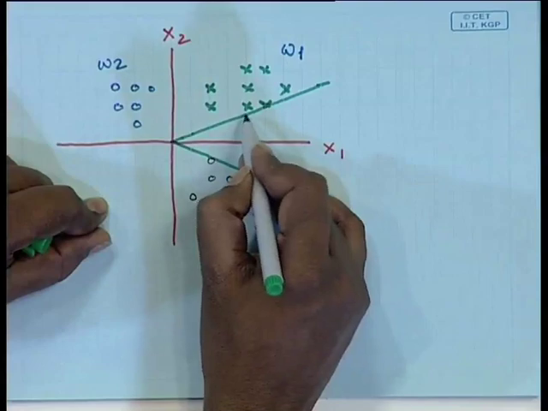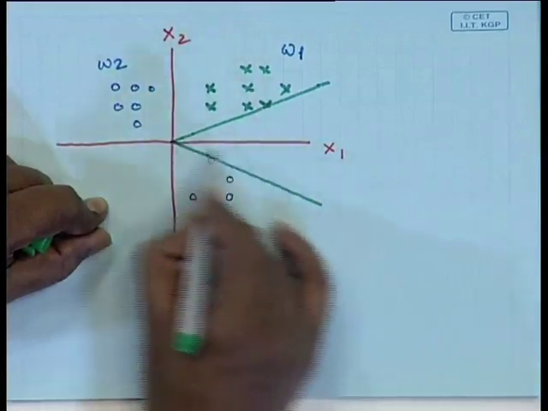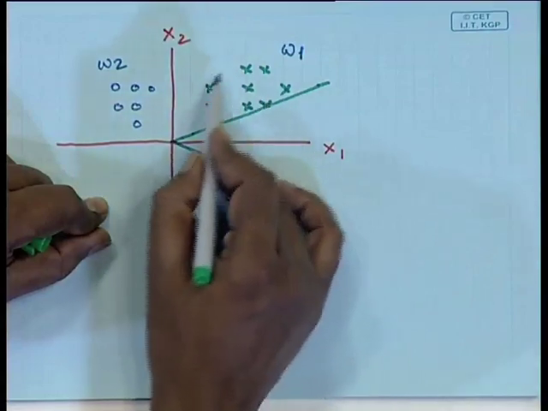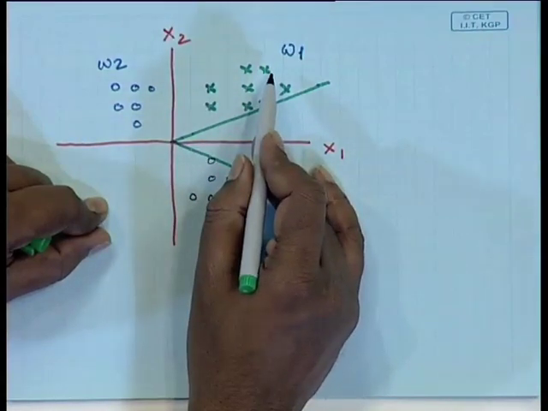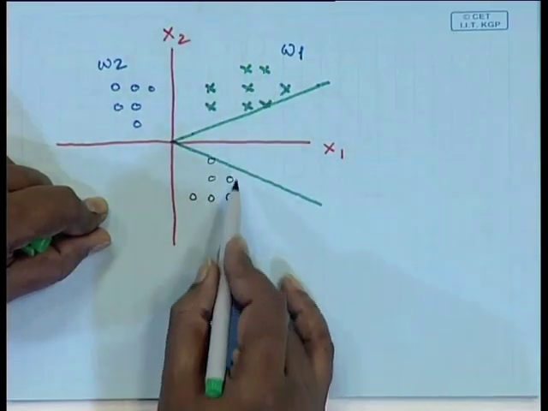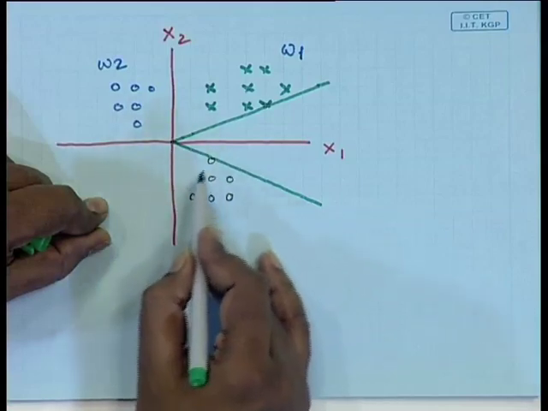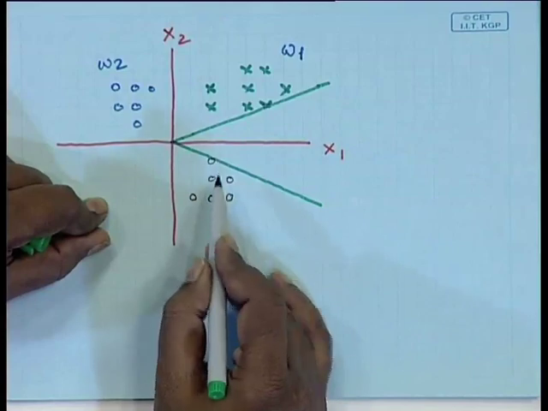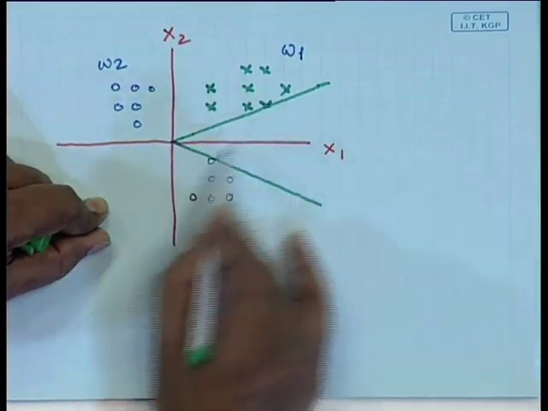Now, within this region, whatever be the position or orientation of the straight line, it is going to classify this set of samples from omega 1. Also, this set of samples from omega 2. Both of these sets will be properly classified for any position of the straight line within this region.